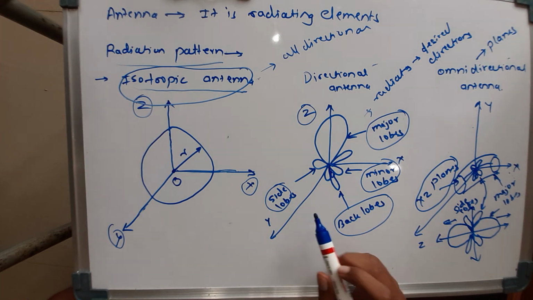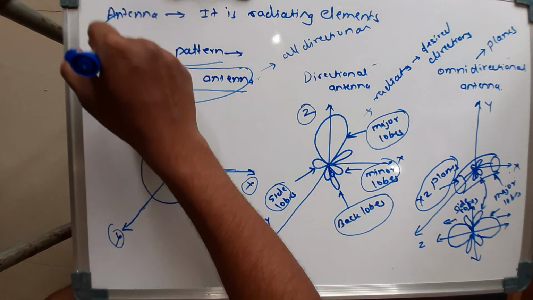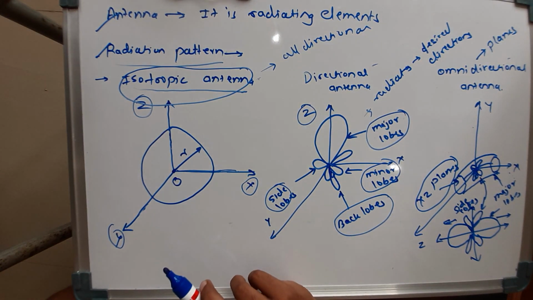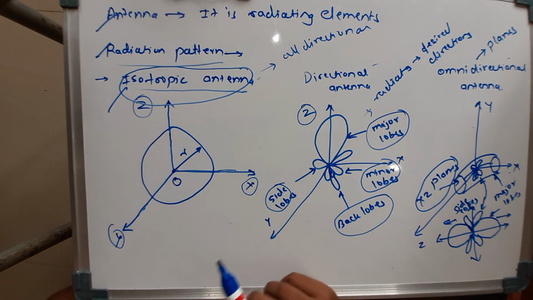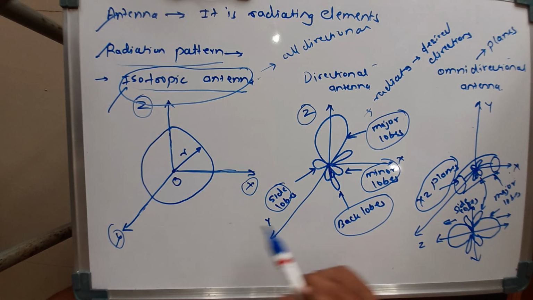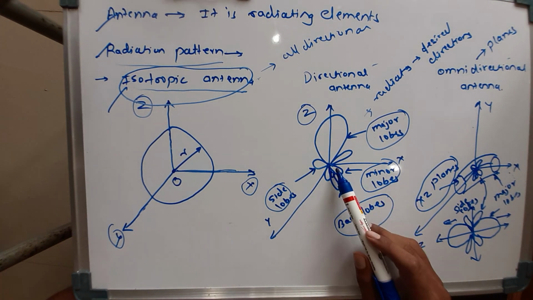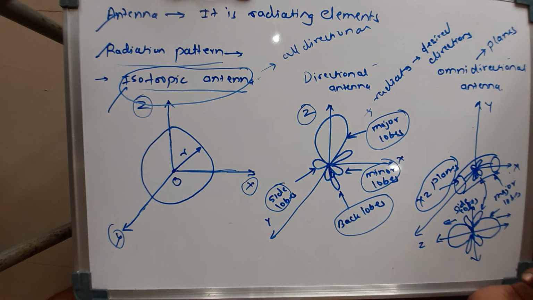So today we'll see what is antenna, radiation pattern, definition of radiation pattern, then definition of isotropic antenna, then different radiation patterns. This is all direction, this is unidirectional or single direction, and this is omnidirectional.